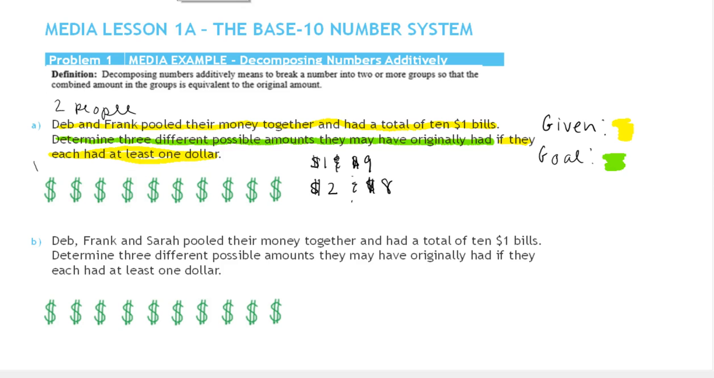I'm going to change the line again. I could just move over 1 and continue doing that. That would be a systematic way to do this. But I'm just going to move a line here. So this would be the first person has $4 and the second person has $6.